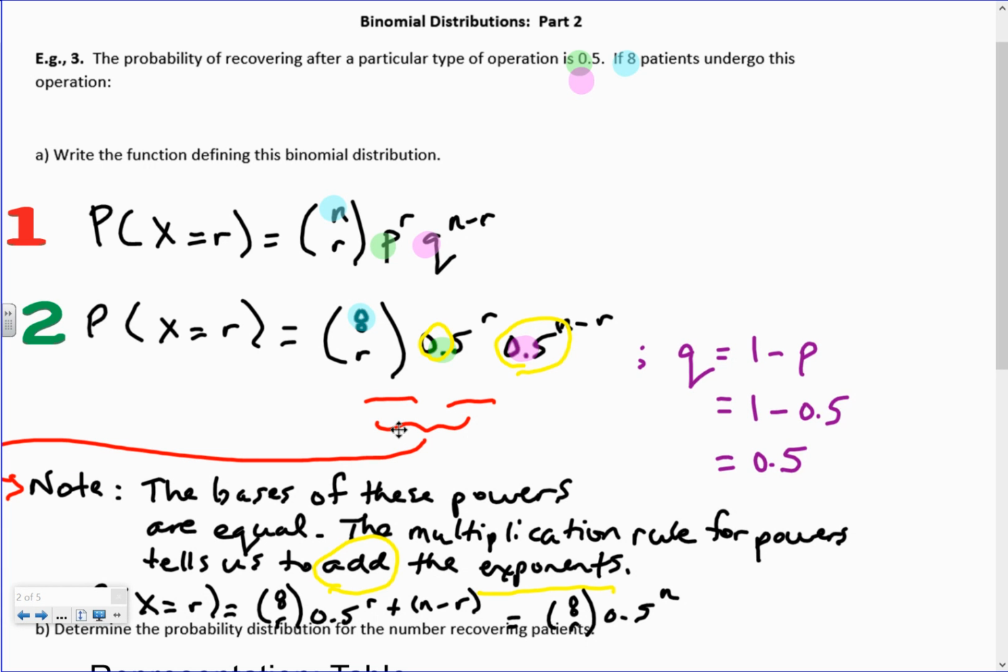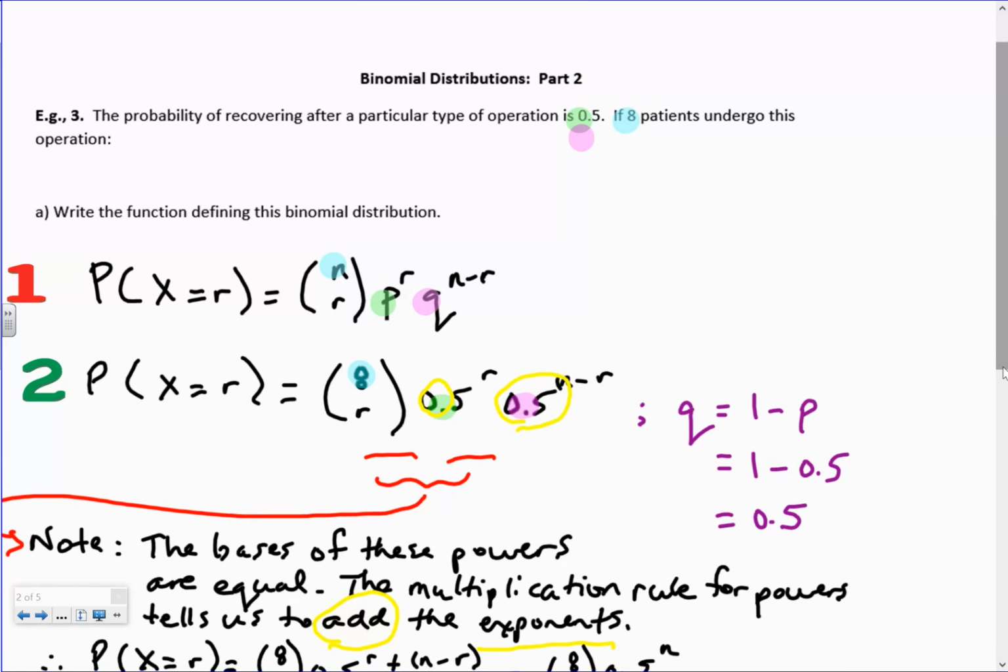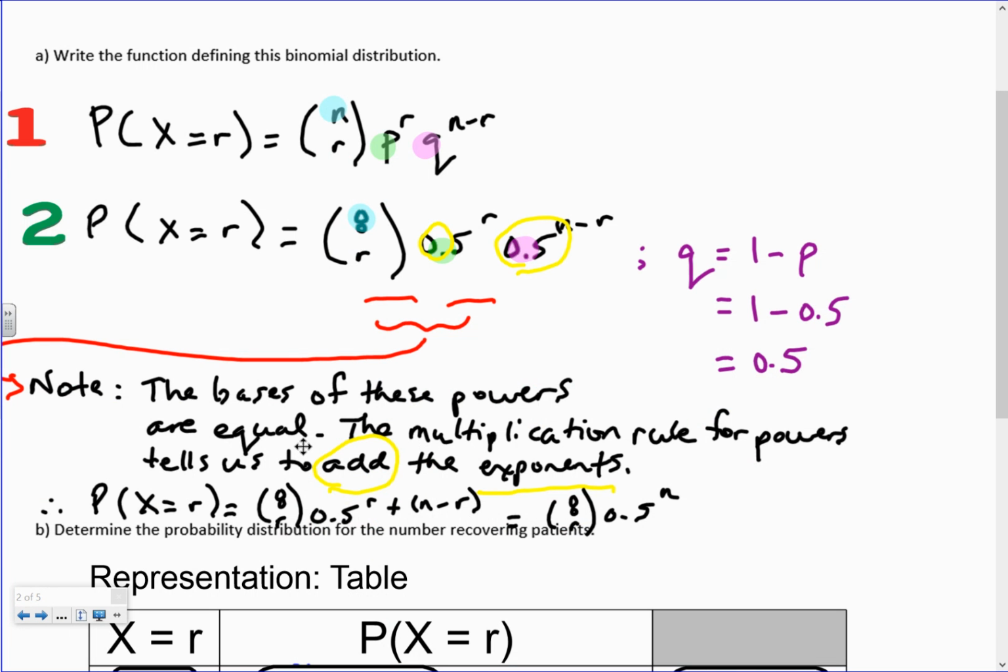Special notice here: because the bases of these powers are equal, the multiplication rule for exponents applies. If you remember those rules from the past, the rule for multiplying powers that have the same base told us to add those exponents. So if we add the exponents, r plus n minus r, notice that r minus r equates to 0, as those are additive inverses, so they subtract out to 0, and we're left with 8 choose r multiplied by 0.5 to the n.